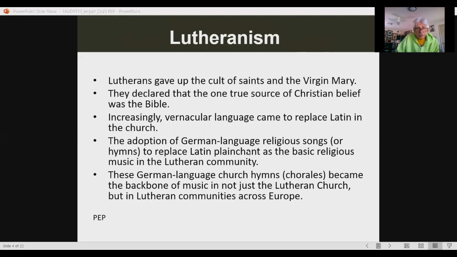So they stopped using the plain chant that we studied from the Middle Ages in the Catholic Church, which was used in the Catholic Church until the 1960s. When I was a child, the masses were said in Latin, and if you wanted to participate in the Mass, you had to say the prayers in Latin.